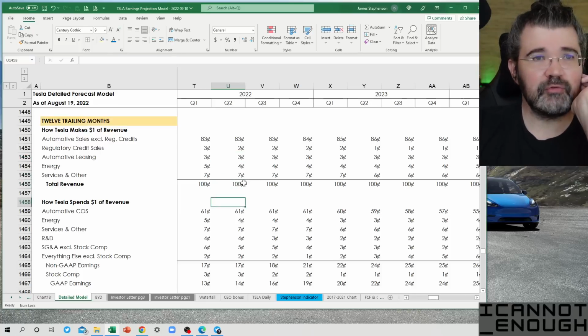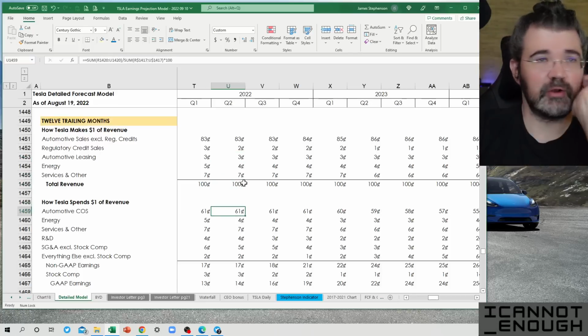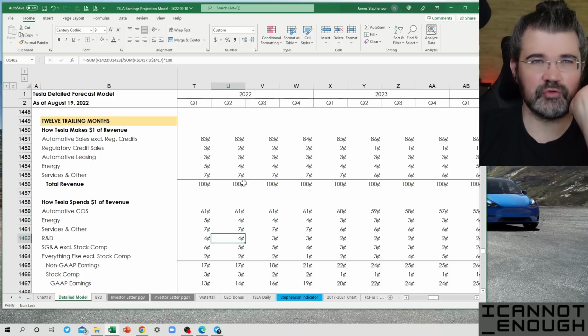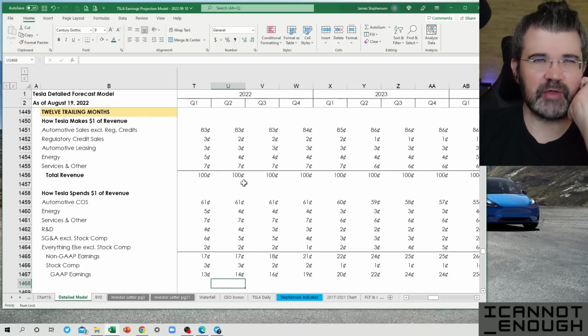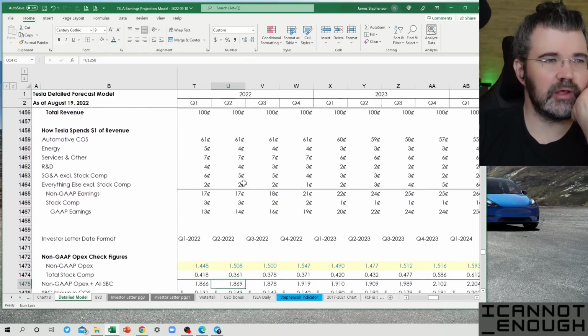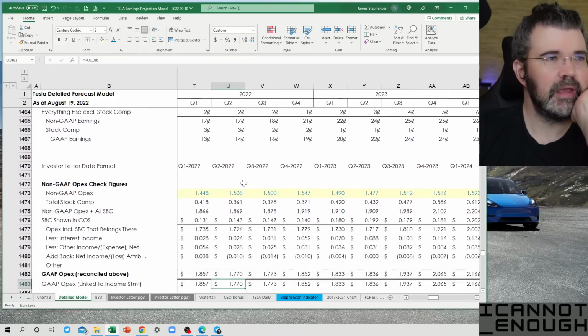So that's what's going on in this section. These are actually the numbers that are on the charts, the 12 trailing month versions, because it looks less jagged on the chart. It does less hopping around when you smooth it for 12 trailing months.